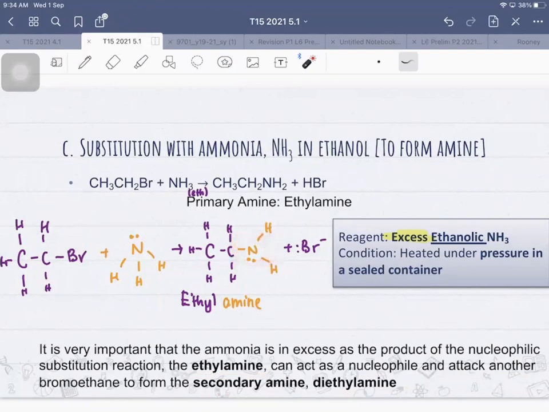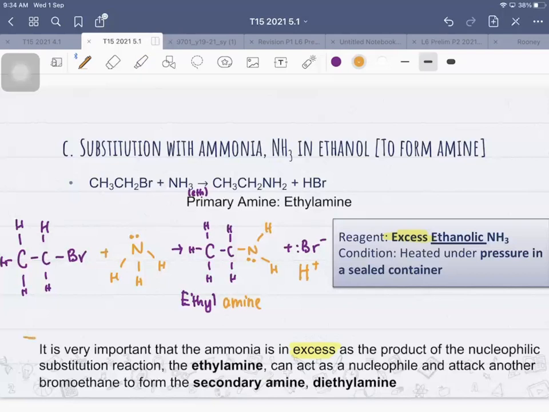Yes, Mr. Fabian? Miss, what happens to the other hydrogen? Yes, the other hydrogen becomes a H plus. Thank you. I will show you how it becomes a H plus in the mechanism later on. But thank you for pointing it out. The hydrogen from the ammonia initially will be removed and it becomes a H plus in the product.